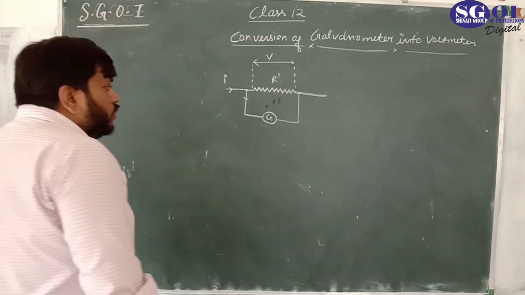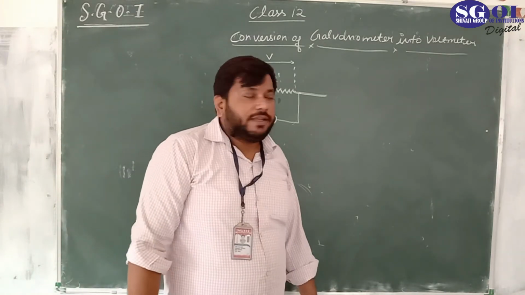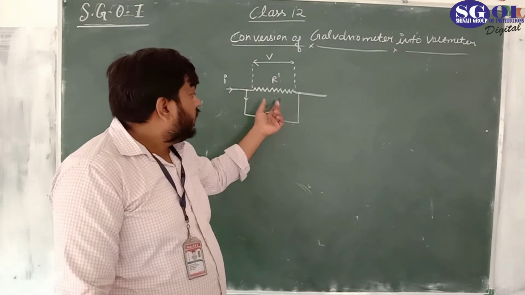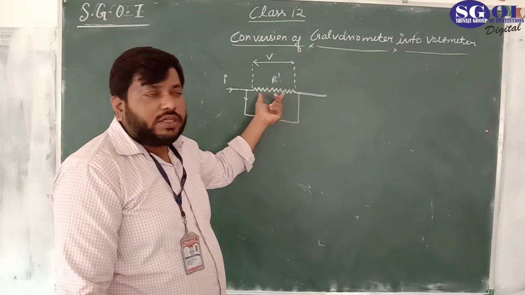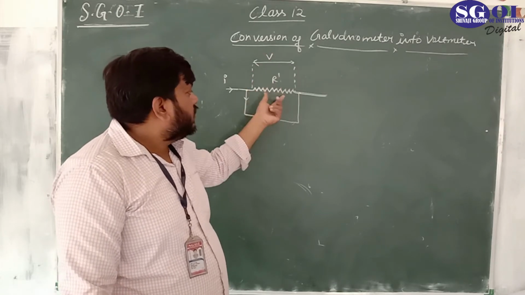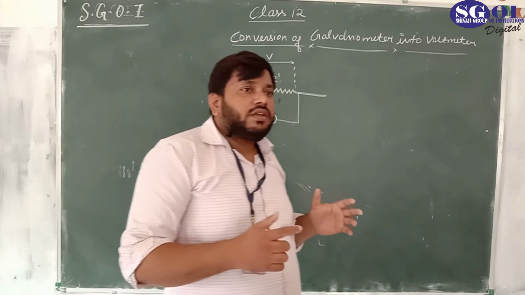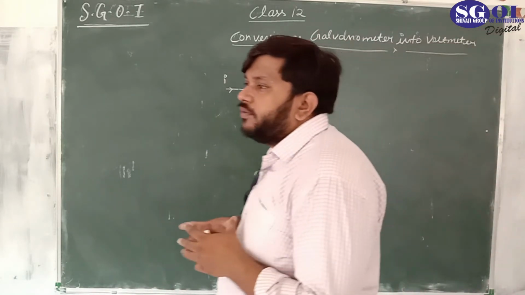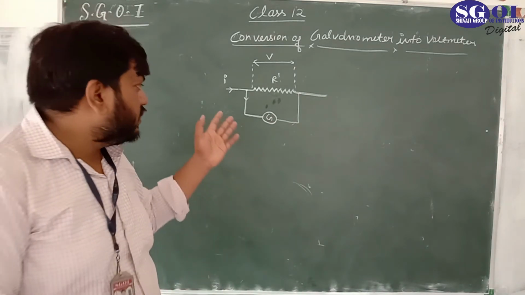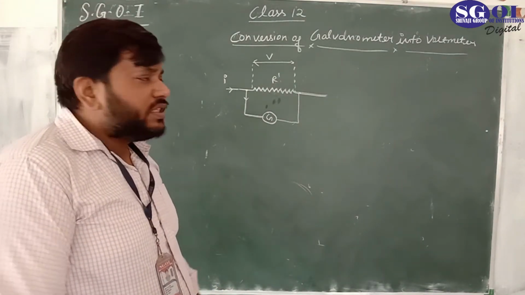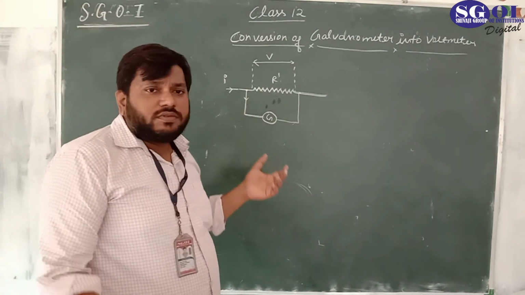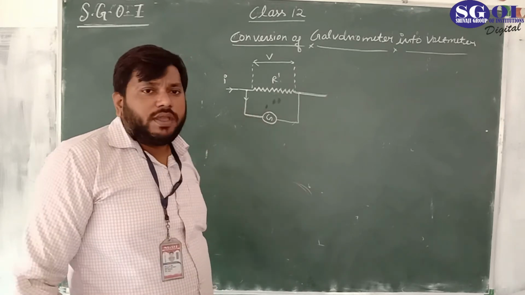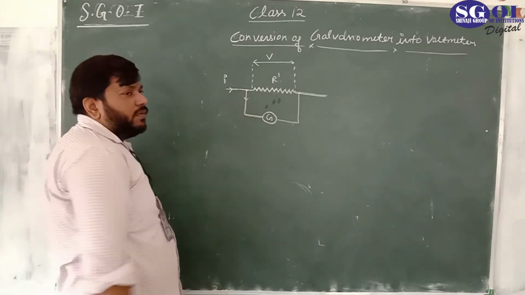So what we should do here, so that we can read the voltage across this particular resistance as it was before applying the galvanometer for measuring the voltage across the circuit. So which is creating the problem here? This current is creating the problem here.